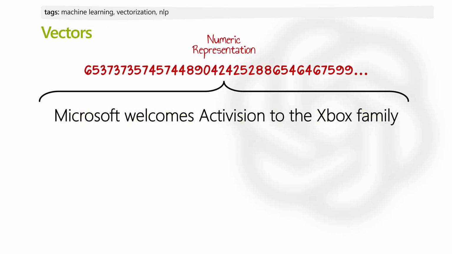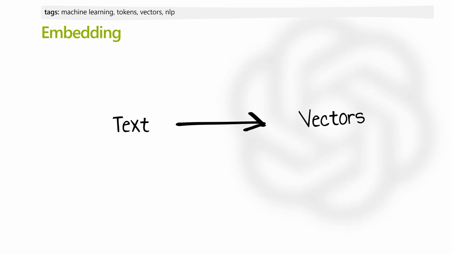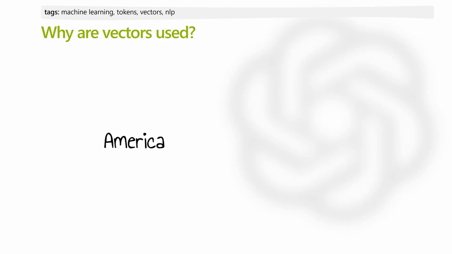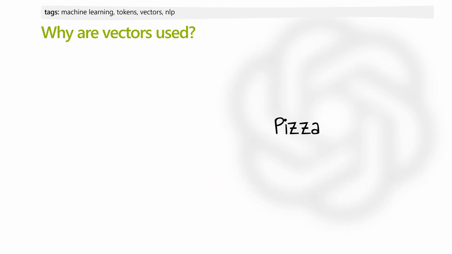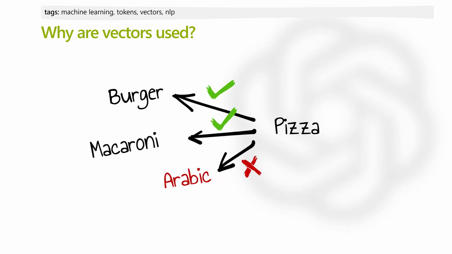Vectors are just a numeric representation of the input text. The process of converting text into vectors is known as embedding. You don't have to do anything to achieve this because it happens automatically behind the scenes. Let's look at an example of why vectors are used. For instance, you have a piece of text, America, which can be related to the words China and England, but not pizza. In the second example, the word pizza can be related to words burger or macaroni, but not the word Arabic. The way that the computer calculates these is using vectors.